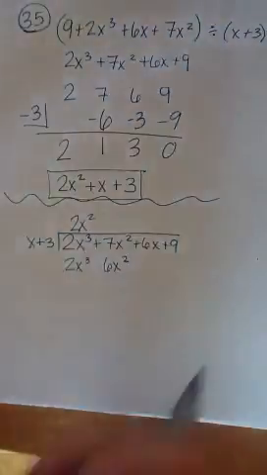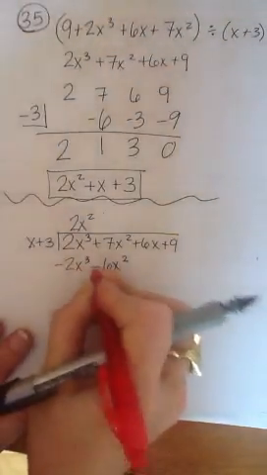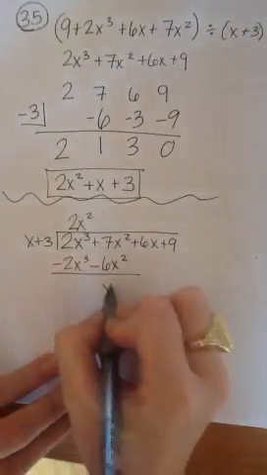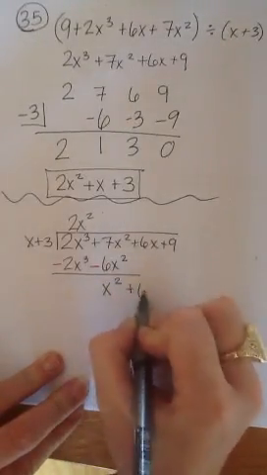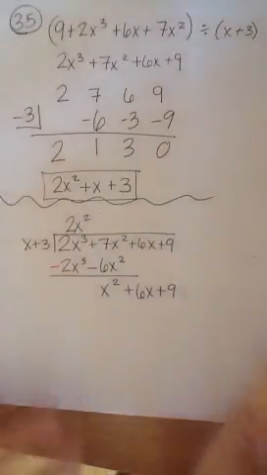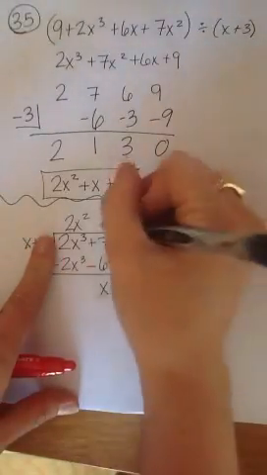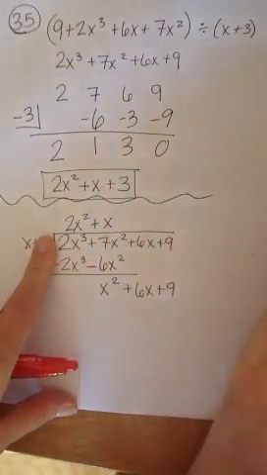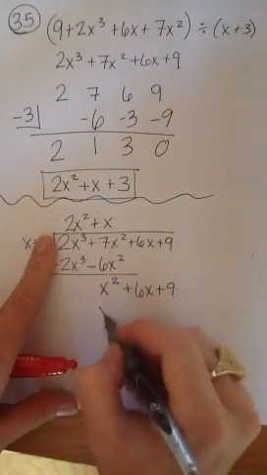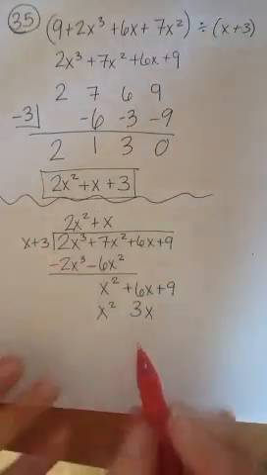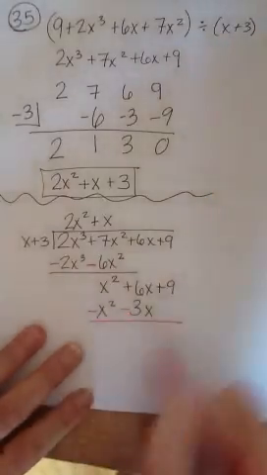Then you come in, you need to subtract. Subtract, subtract. X to the thirds are gone. You have a 1x squared plus 6x plus 9. You have x, you need x squared. You need just an x. X times x, x squared. X times 3, 3x. Subtract, subtract.